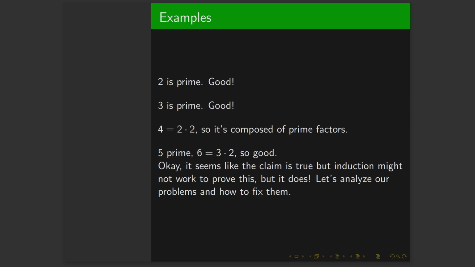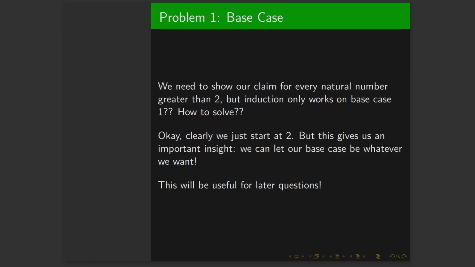Let's think about this. If we have 4, well, induction means that we use the last base case, which would be 3, but then 4 is 2 times 2. That doesn't really make any sense. So how are we going to use induction? There's actually 2 problems that you might be thinking of, and the first problem is not that big of a deal, and it's a matter of base case. We have to show that our claim works for every natural number greater than 2, but doesn't induction only work on a base case like 1? You have to choose 1 as your base case. How do we solve this, right?